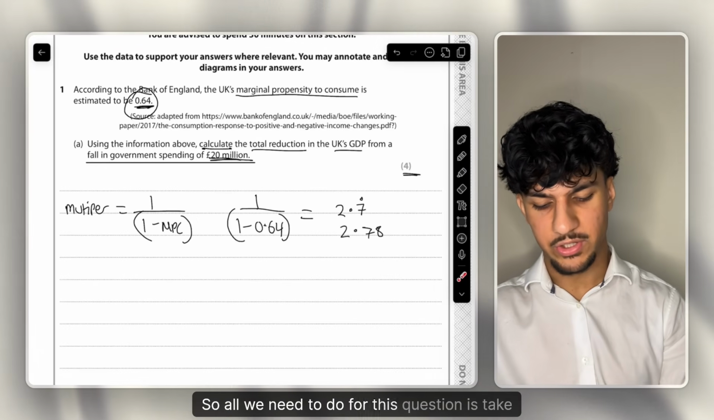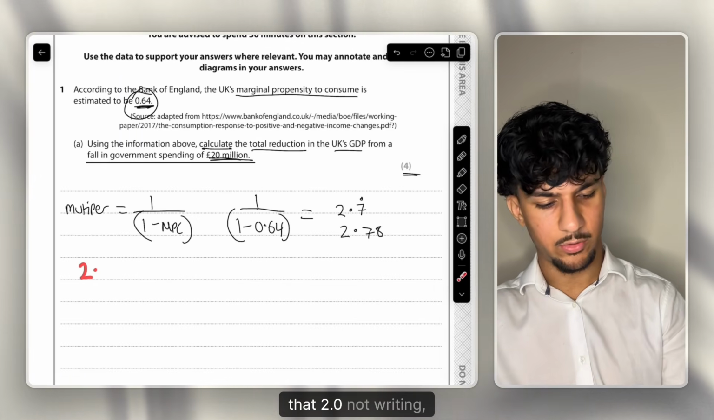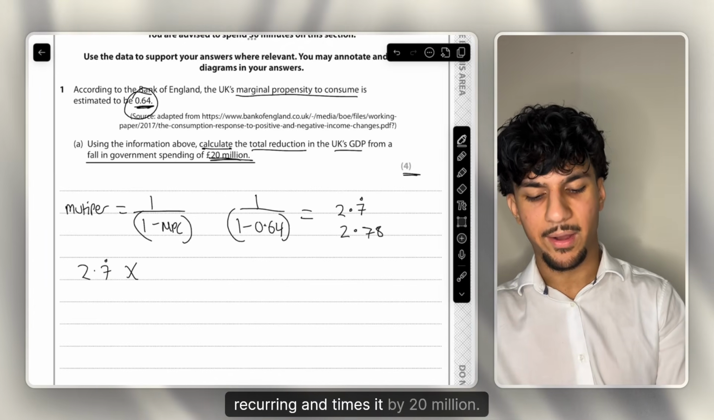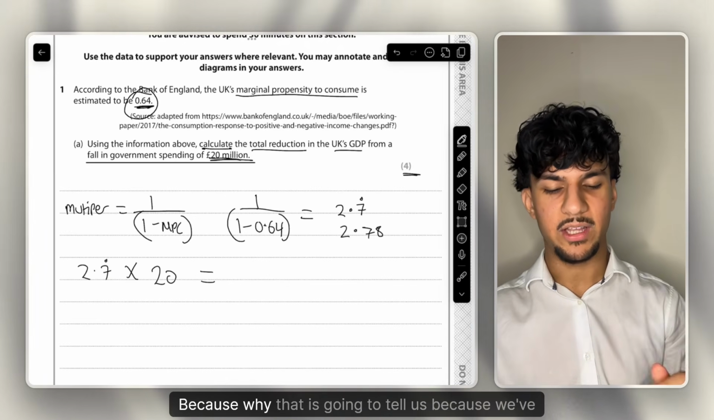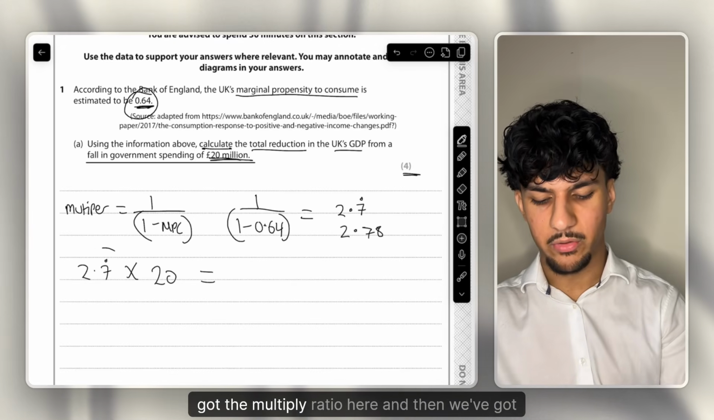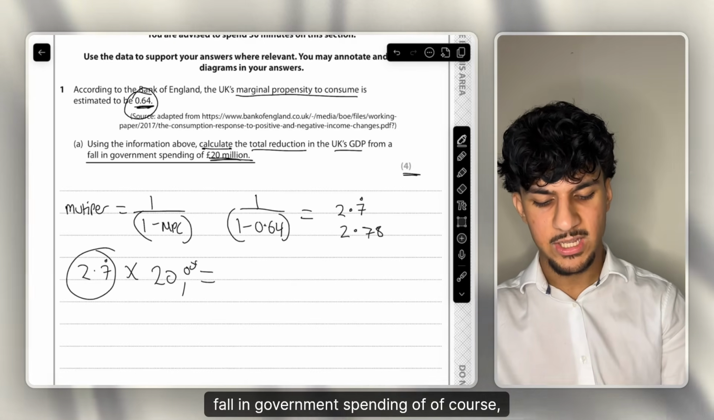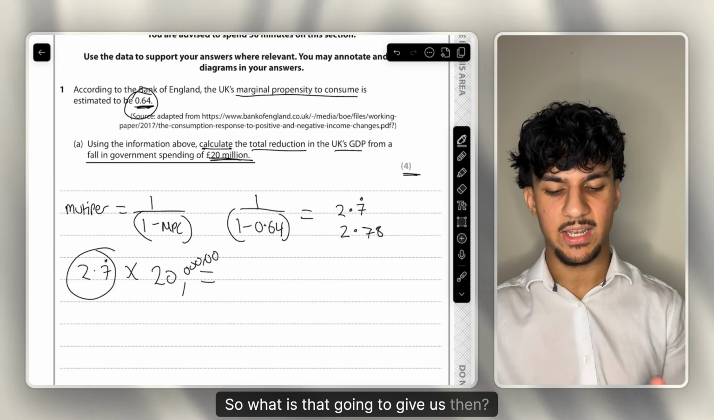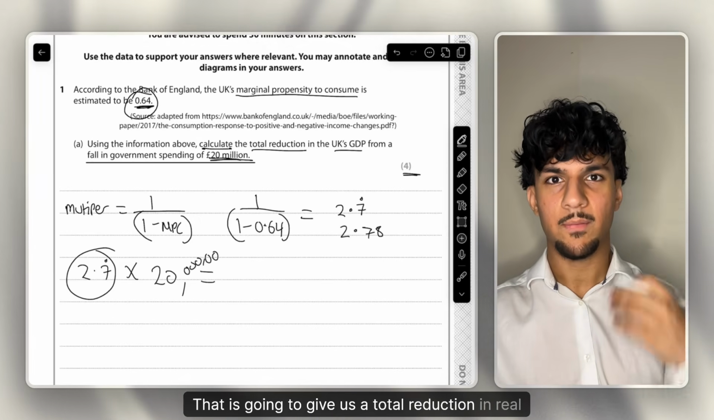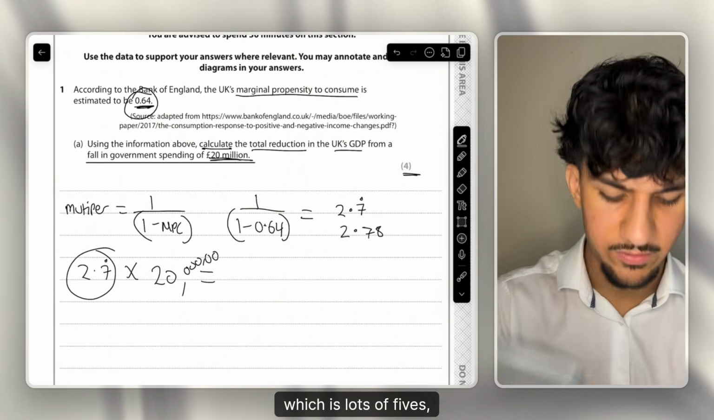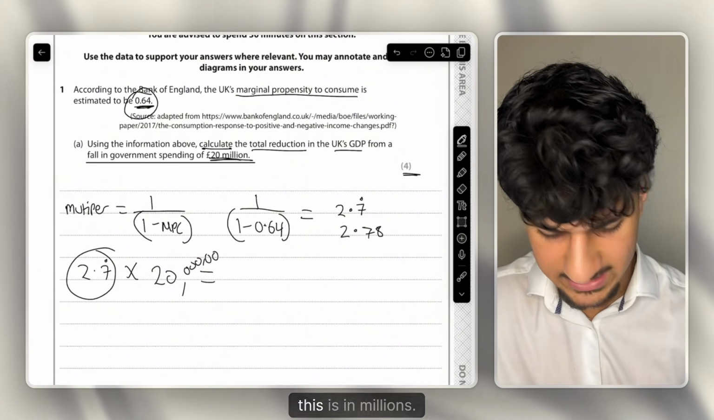So all we need to do for this question is take that 2.7 recurring and times it by 20 million. Because why? That is going to tell us, because we've got the multiplier ratio here, and then we've got the fall in government spending of course 20 million. So what is that going to give us then? That is going to give us a total reduction in real GDP. And that gives me a number like this, which is lots of 5s, but I'm just going to round it up. Of course, this is in millions.